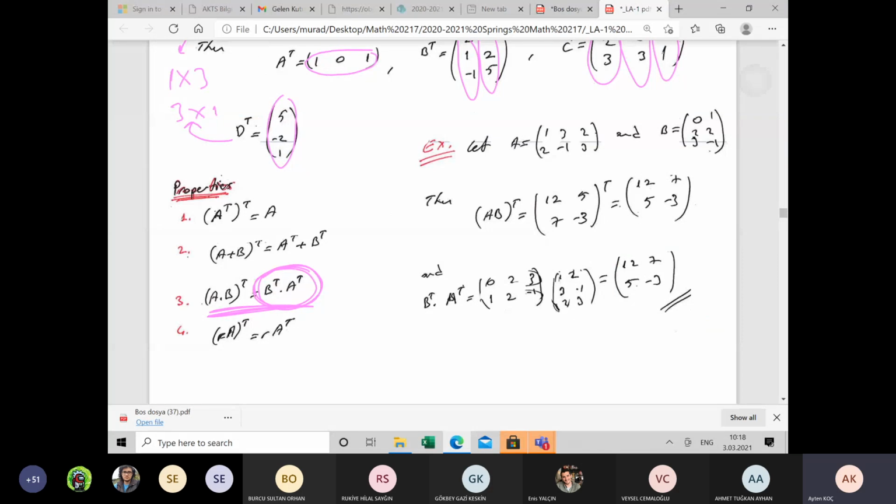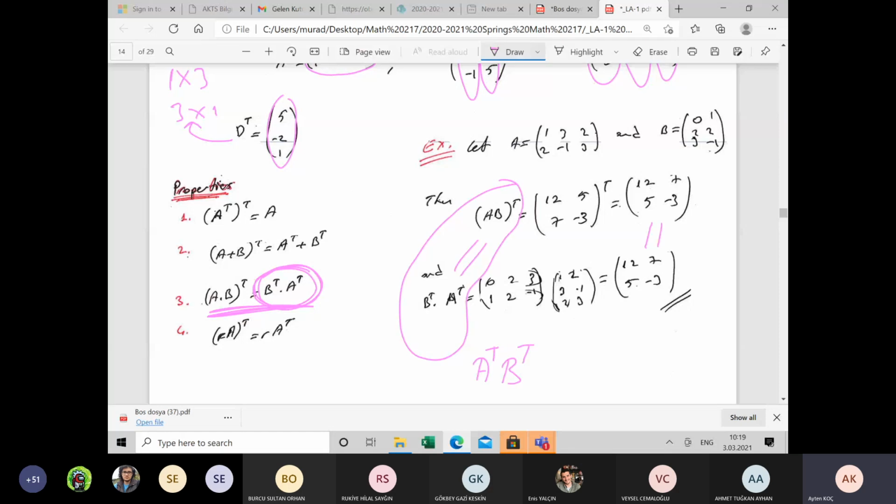This one is equal to this one. So this one is equal to this one. It's okay? But compute the homework: transpose of A times transpose of B is not equal to this matrix. It's okay? Be careful. Any question? No question. Okay.